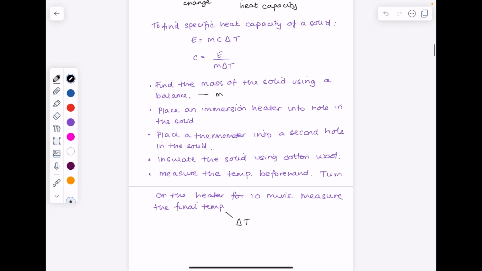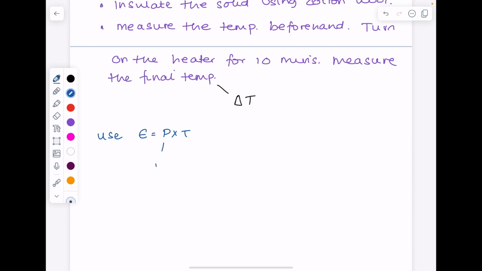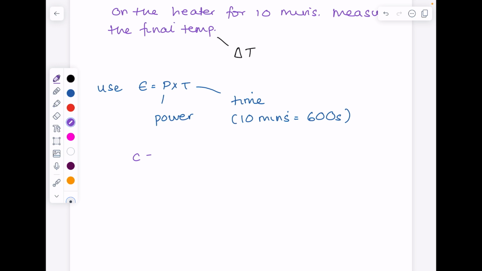So if we constantly refer to our equation, we know we can find the mass, we know we found delta T. How do we find the energy transferred? Well, you'll need to use another equation, which is E equals PT. So that means we're going to use the power of the immersion heater as well as the time it's switched on for, which in this case was 10 minutes. Let's convert that into seconds because that's the standard unit, which is 600 seconds. So now we have enough information to feed into specific heat capacity equals energy change over mass times temperature change, and that will enable you to find the specific heat capacity.